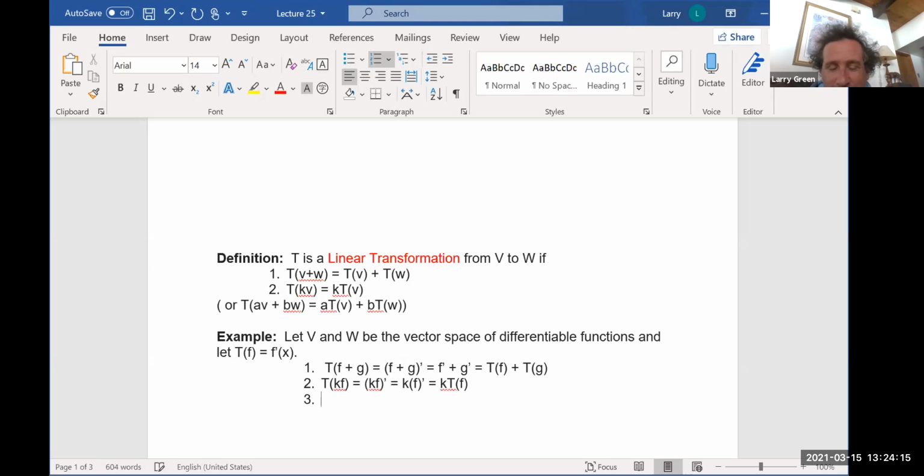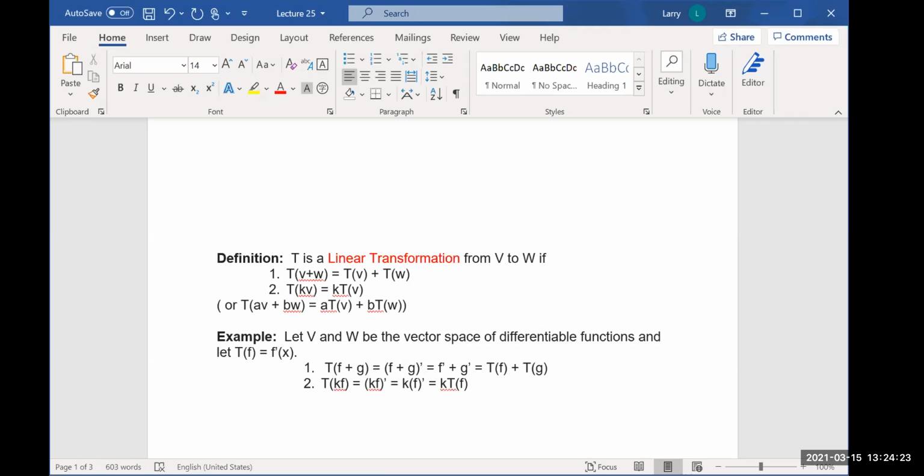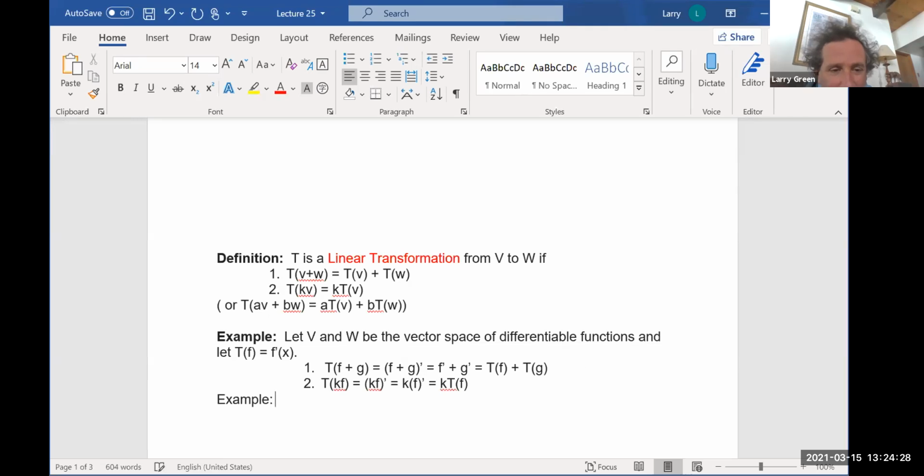What's the next most important thing we do in calculus? We integrate. Yeah, so there's example 2. You've got to do these two. These are the big examples. So again, now they don't have to be differentiable functions. Now they can be continuous functions or integrable functions.